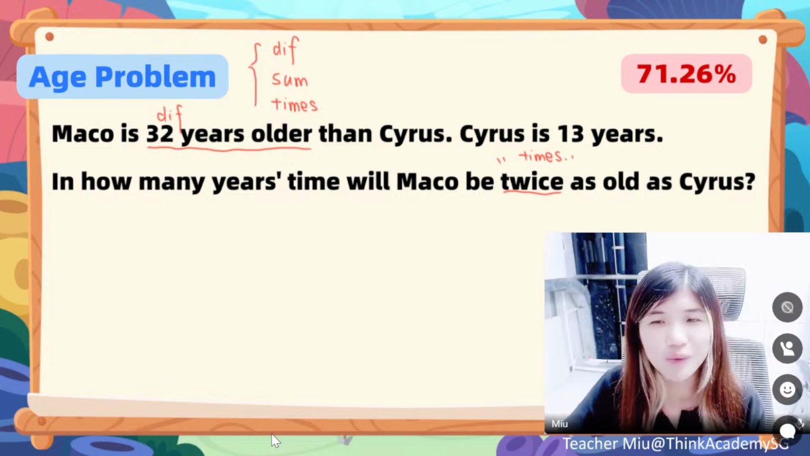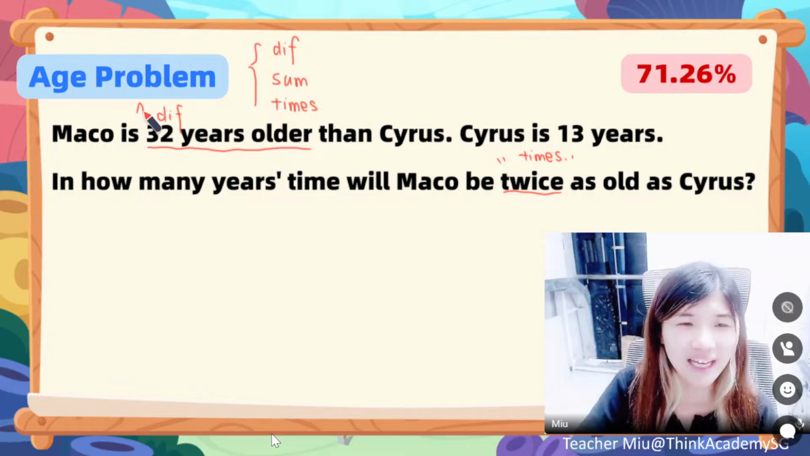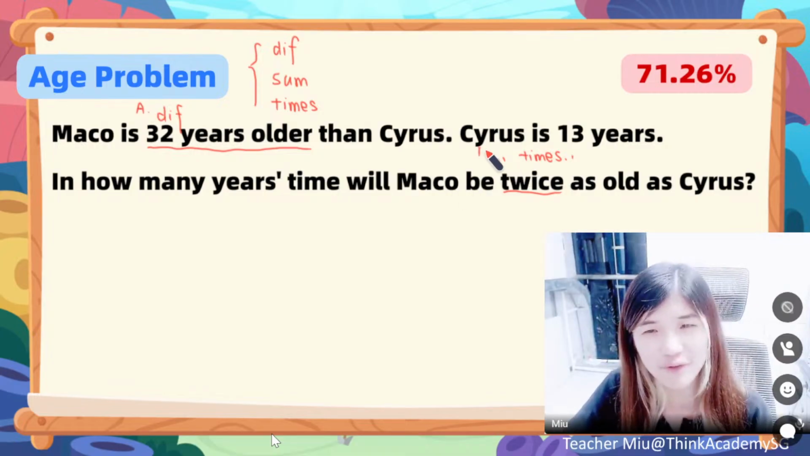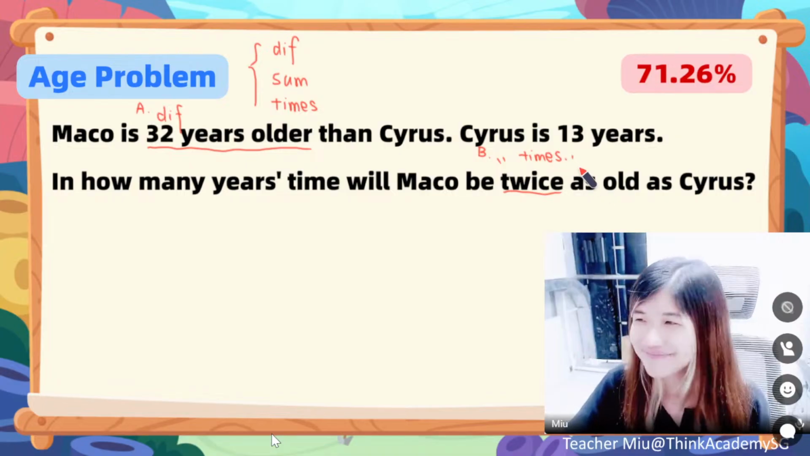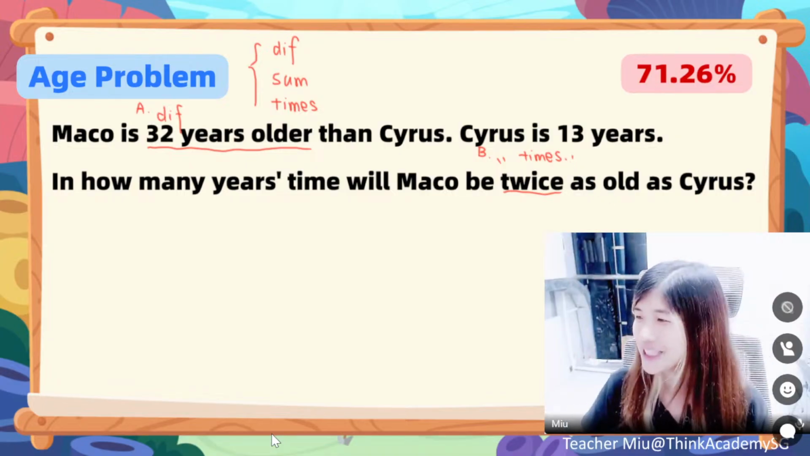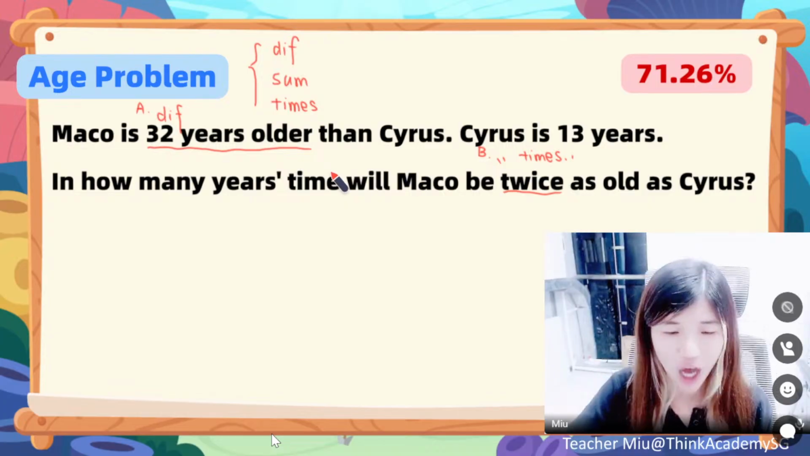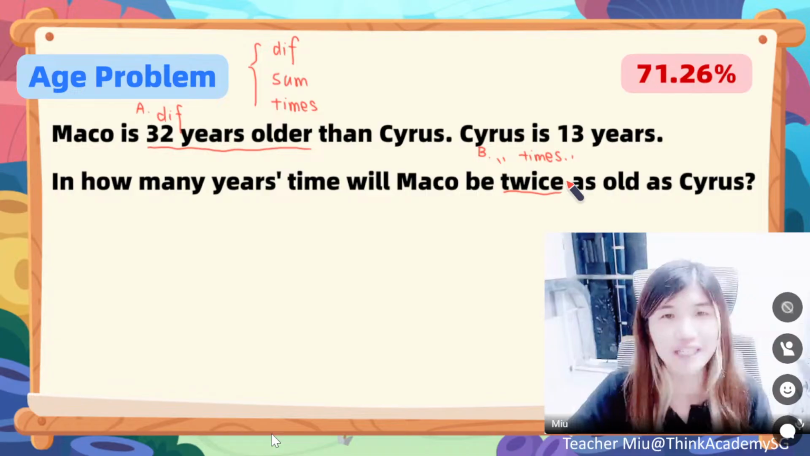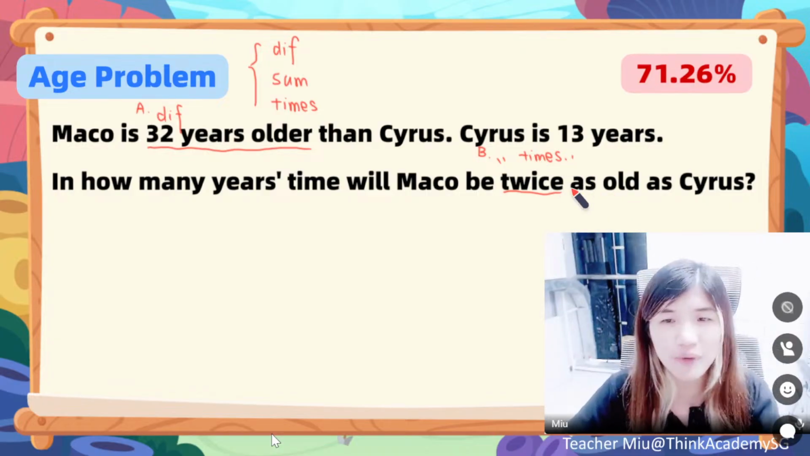What should we start from? Any idea? Should we start from the difference, or should we start from the times, the multiple relationship? You can just tell me in the chat box. Great, dear. Good. Well done, dear. Of course, we should start from the times. Perfect, because times keep changing year by year. So that's when we should start from twice.